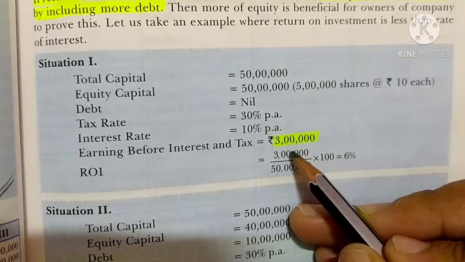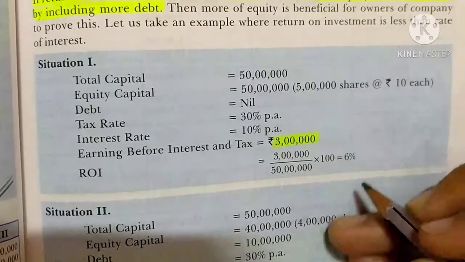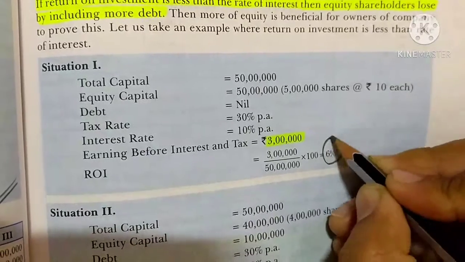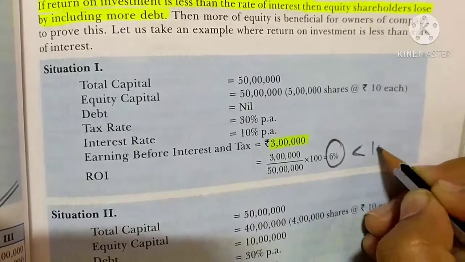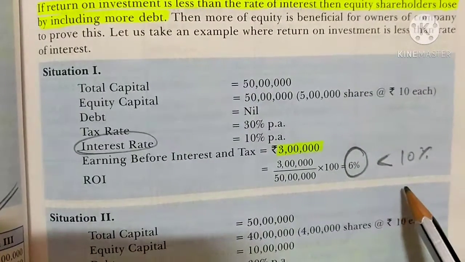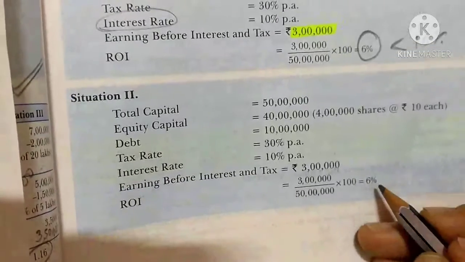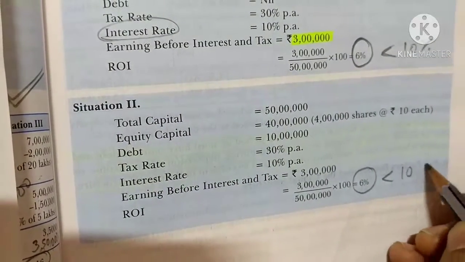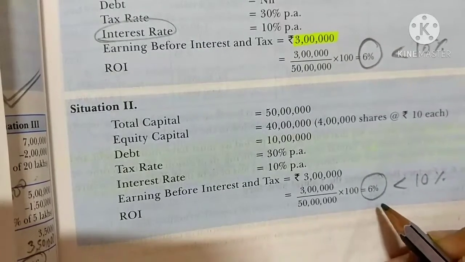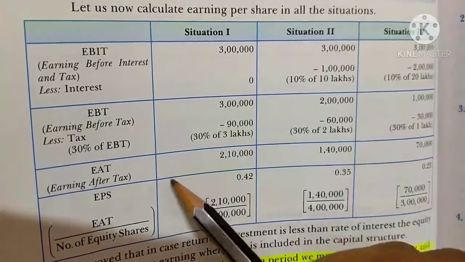How much is the total earnings there? 3 lakh only. Earlier it was 7 lakh. If we find out our return on investment here, it's coming 6% only, which is much less than the 10% which was our interest rate. Okay, so in this case, if we are having more debt, it will be a condition of loss for us, for the company. Here also you can see 6%, which is less than the 10%. So here the interest rate is more than the rate of return. So in this case, if we are including more debt, it will be a condition of loss for the company. Even they have explained with this table.